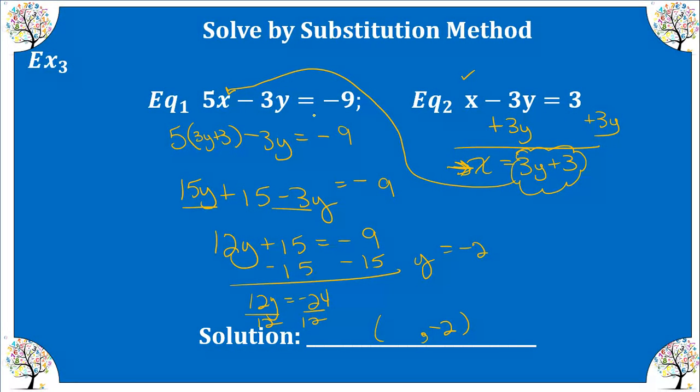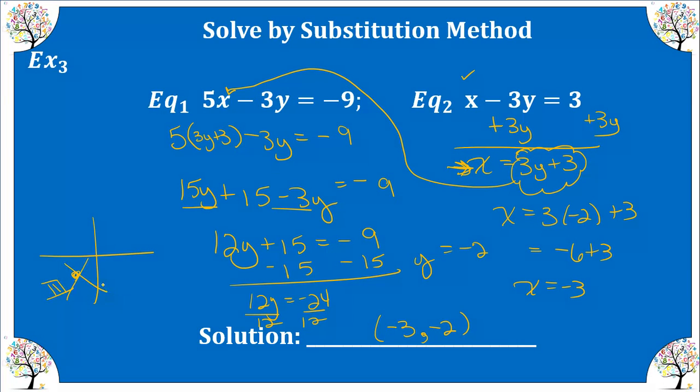I could have plugged it in any of these equations. X equals 3 times -2 plus 3. -6 plus 3, x equals -3. So these two lines would cross in quadrant 3, negative, negative. So somewhere here they would intersect.